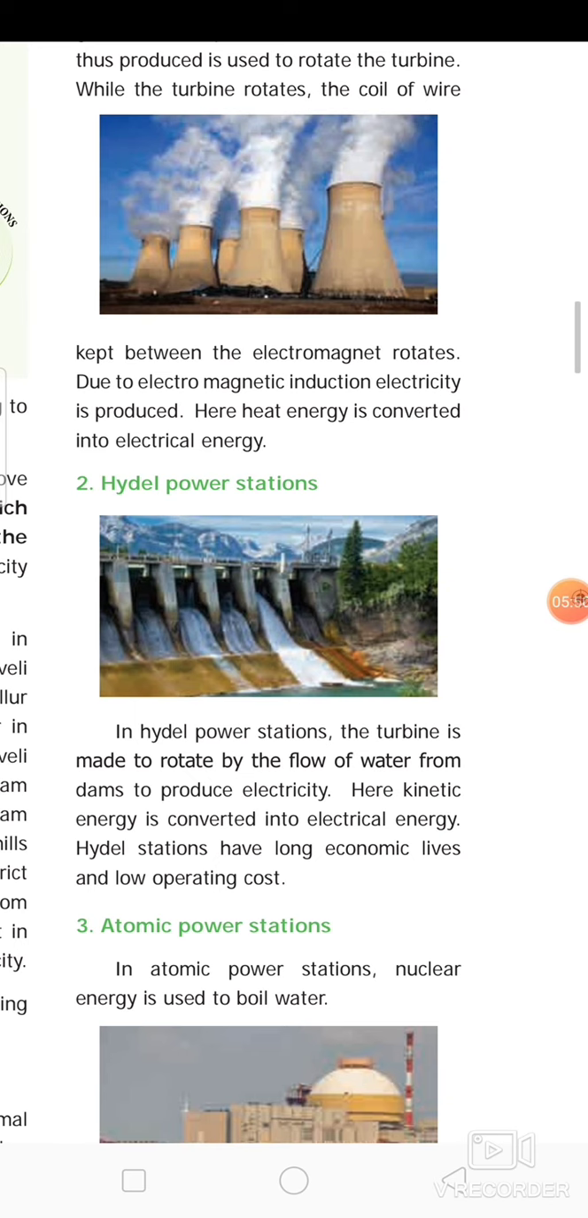Okay. Atomic power station. In an atomic power station, nuclear energy is used to boil water. The steam thus produced is used to rotate the turbine, as in the case of a thermal power station. Here, the heat energy is produced by atomic nuclear energy. As a result, electricity is produced. Atomic power stations are also called nuclear power stations. Here, nuclear energy is converted into mechanical energy and then electrical energy.